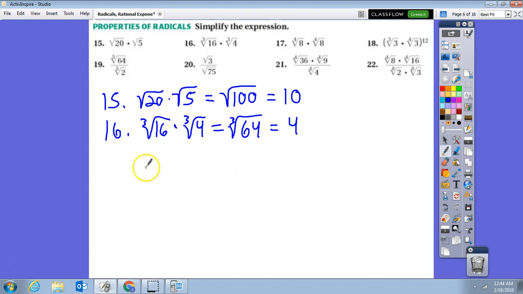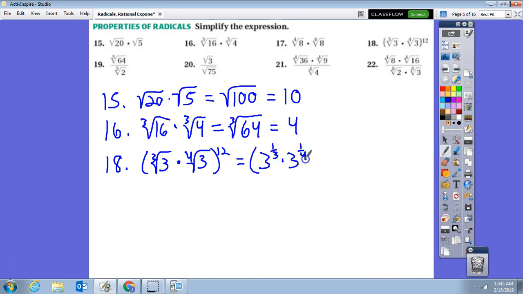So then you can also look at ones like number 18, where rewriting it may be beneficial. You've got the cube root of 3 and the fourth root of 3 raised to the 12th power. We can think of it like we did in the last problems on the last page. This is 3 to the 1/3. Sorry, that was a mistake there. 3 to the 1/4, because I rewrote them from radicals to exponents. And then I'll raise it to the 12th power.